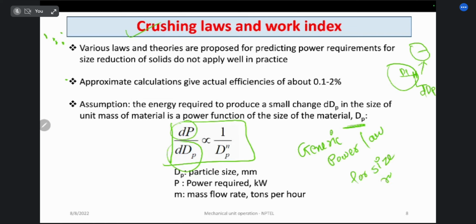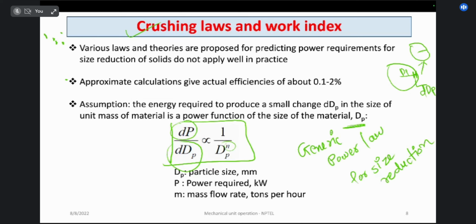So for size reduction, all the laws are based on this value of n. We will change the value of n according to our law, and then we will get different laws and different equations, which are very easy. If you compare this with other examples you already saw in screening, these examples are very easy.